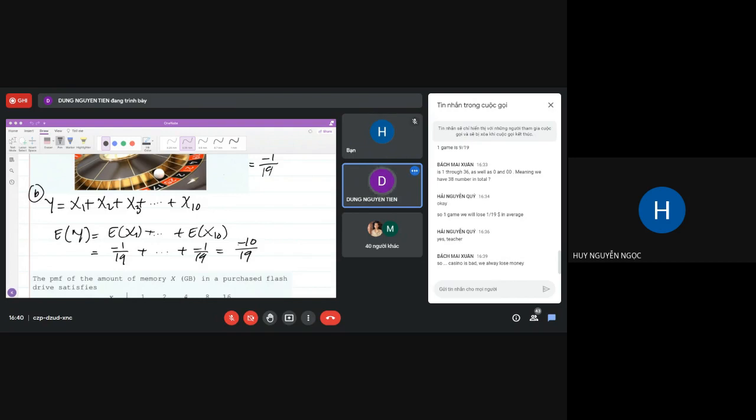This is not saying that you always lose money. Sometimes you can win, but on average, the more you play, the more you lose. So you can say that if you play one game, then you lose 1 over 19 dollar on average, and you lose about $1 every 19 games.